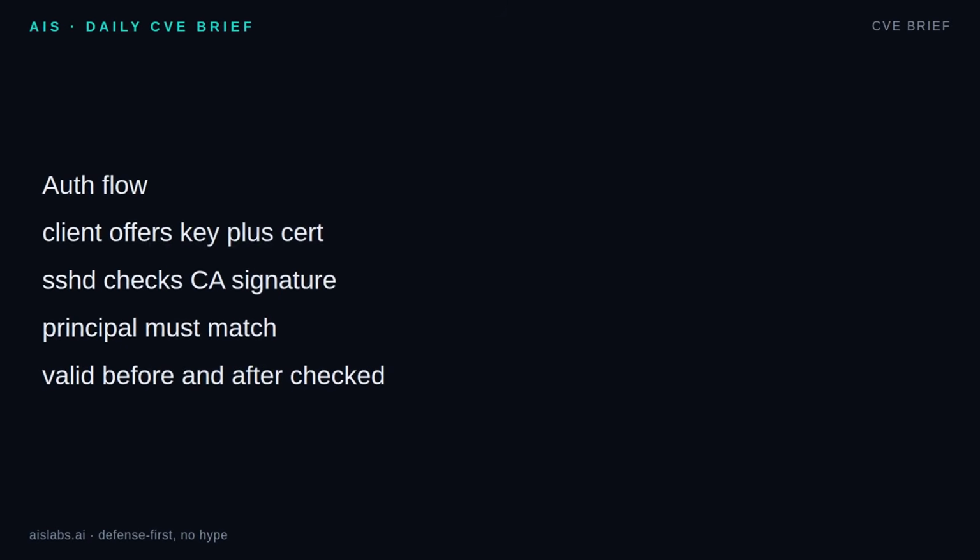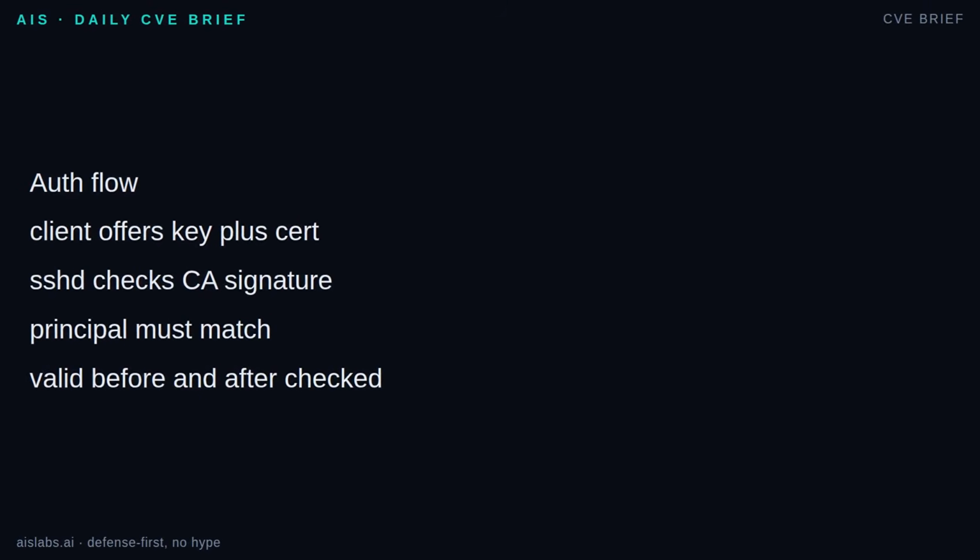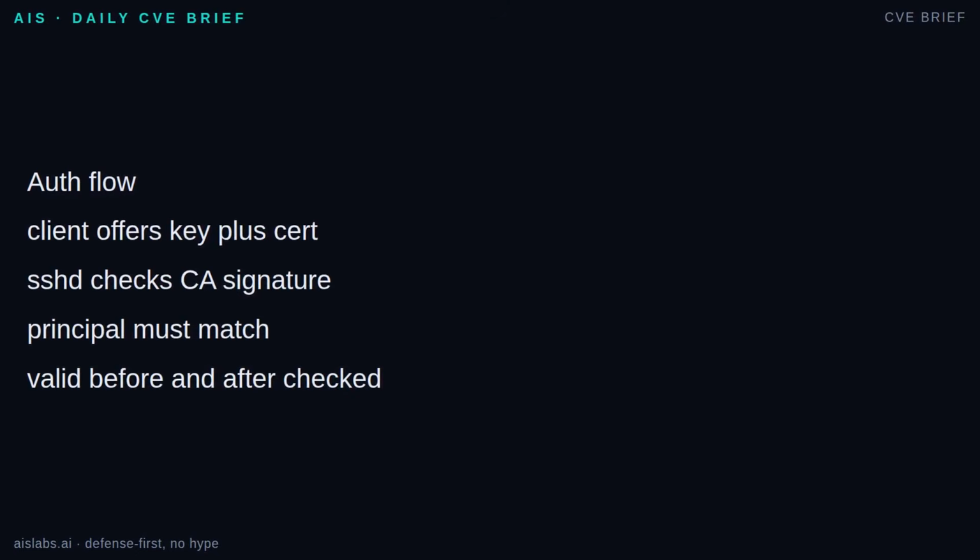Mechanically, the client offers two things, the user key and the matching certificate file. OpenSSH finds it automatically when it is named like id_ed25519-cert.pub, next to id_ed25519. The server checks that the certificate signature chains to a CA listed in TrustedUserCAKeys. Then it checks time, not before, not after.